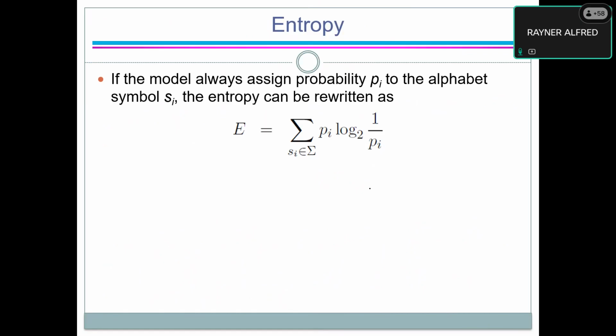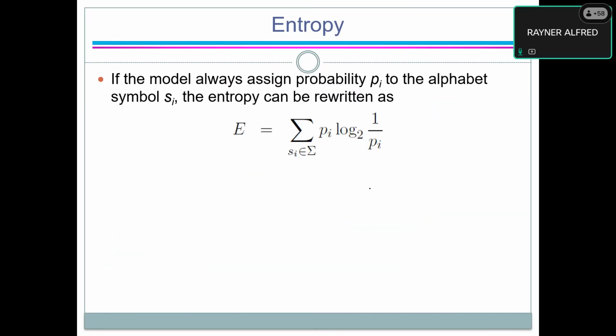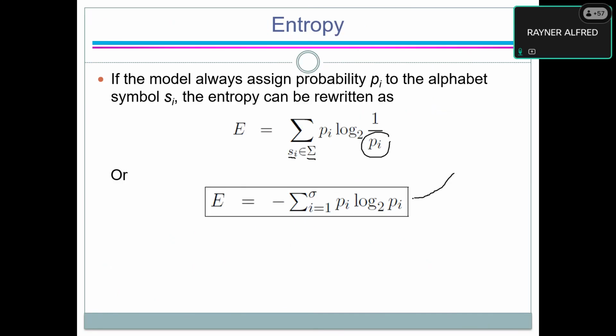Okay, so this can be simplified. This is similar to what you have here, but this is the summation over all the symbols that we have in our alphabet, and we assign a probability to each symbol. So this tends to be the formula that we use for entropy.